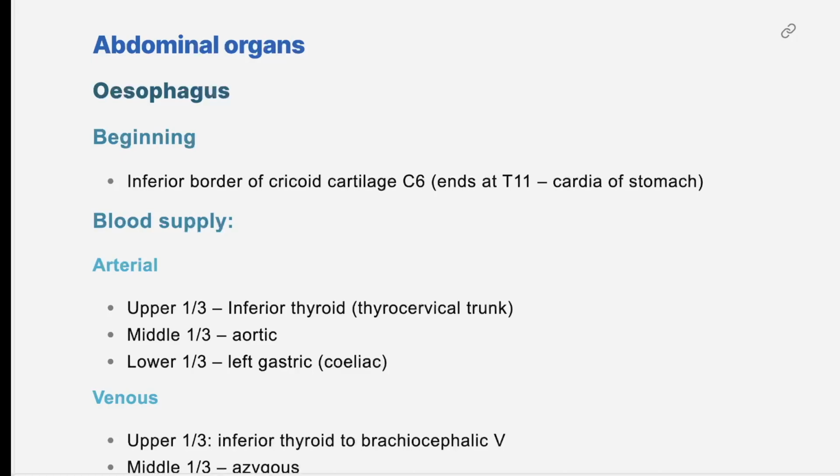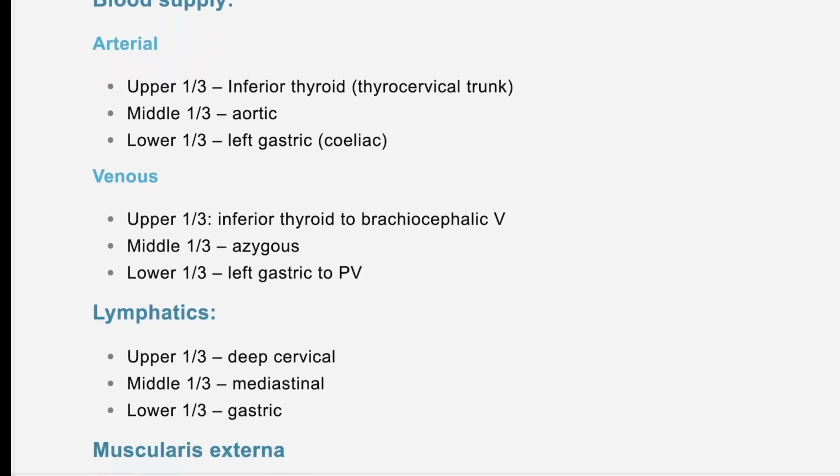The venous drainage will be upper third, middle third, lower third as well. Inferior thyroid vein, which will go into the brachiocephalic vein, and then you have the azygos vein in the middle third, and the lower third will be the left gastric vein into the portal vein as well. On the other side, we also have the lymphatic drainage of the esophagus. It will go mainly to the deep cervical lymph nodes, the mediastinal lymph nodes, and the gastric lymph nodes as well. So that's the esophagus.